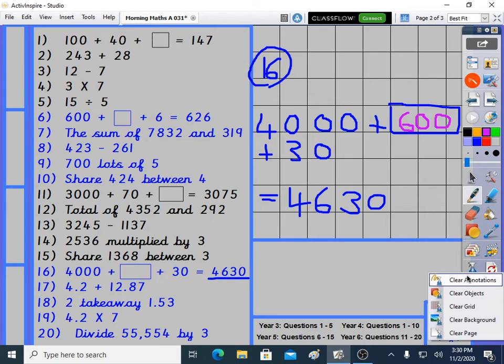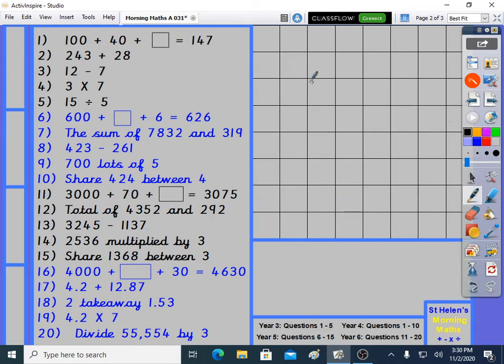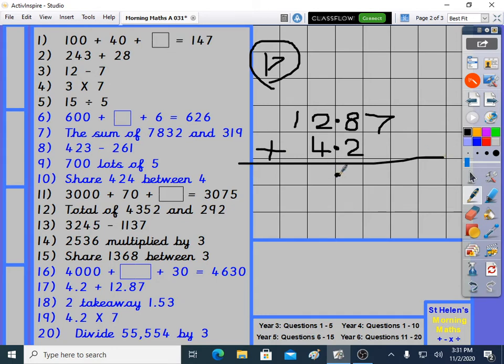On to question 17. Column addition. You can put either number at the top. I'm going to put 12 and a bit at the top. Line it up with 4 and a bit. And either number can be at the top, can't it? 12.87, 4.2. There we go. We get 17.07. 12 plus 4 is 16, but the carried one making it go to 17.07. That's how we say it.